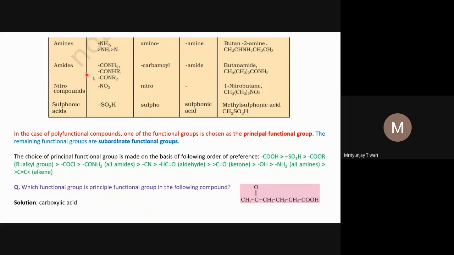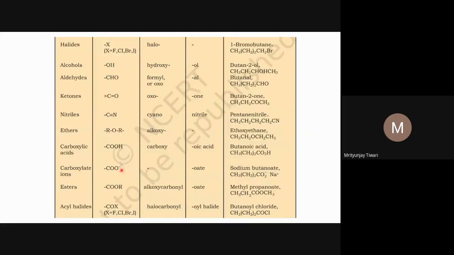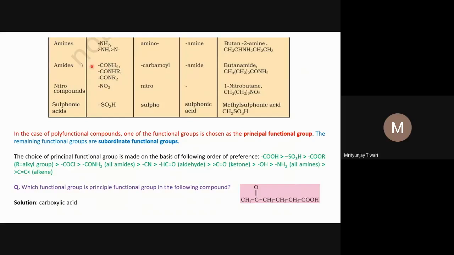And then amides. We know the carboxylic acid RCOOH; if this OH group is replaced with an NH2 group, the amide group, then this functional group is called an amide. And amides can also be primary, secondary, or tertiary. If the OH group is replaced with an NH2 group, we call it a primary amide. If the OH group of the carboxylic acid is replaced with an NHR group, then it is a secondary amide, and this is a tertiary amide.